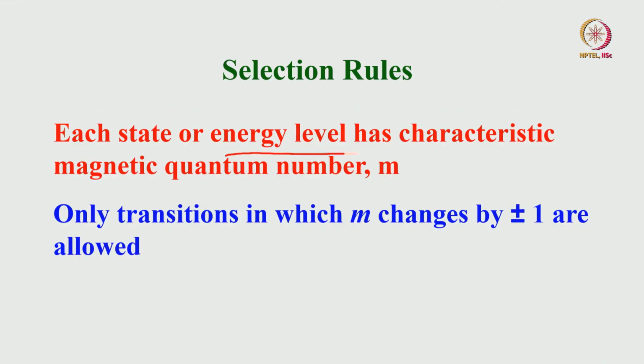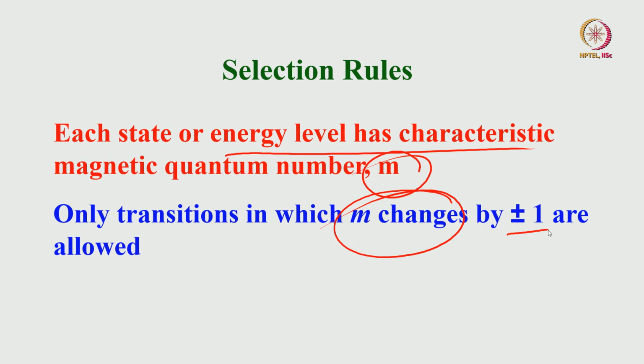In every molecular spectroscopy we have a selection rule. Similarly, in NMR spectroscopy also there is what is called a selection rule, which allows us to detect the signal. The selection rule tells that each state or energy level has a characteristic magnetic quantum number called M, not magnetic moment, magnetic quantum number M, and only the transitions in which the magnetic quantum number changes by either +1 or -1 are the allowed transitions in NMR.